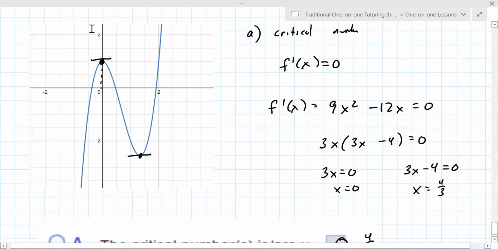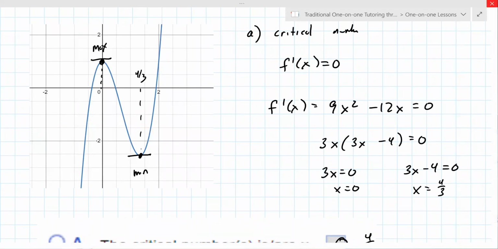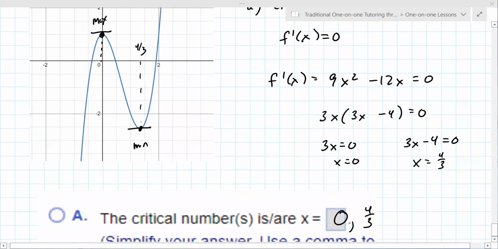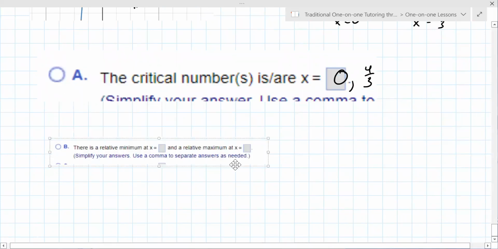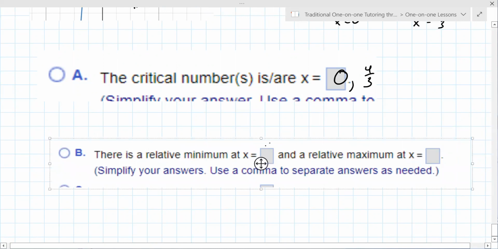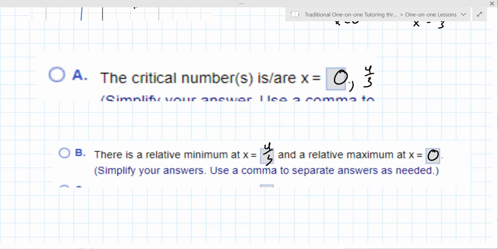Okay, now visually at 0, this is a max, and at 4/3, this is a min. And so we choose the option that is consistent with that. So there's an option there. Let me snip it in. It's got a relative minimum at 4/3, because we want the x value, and a relative maximum at 0. Okay.